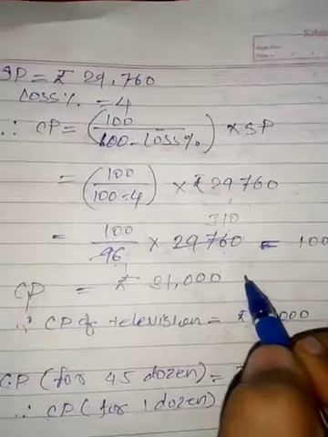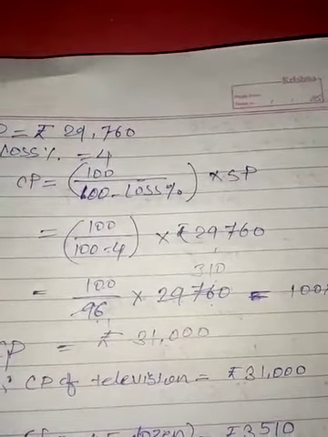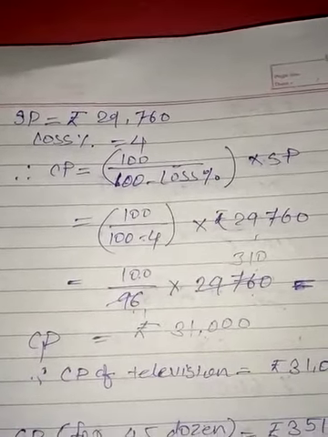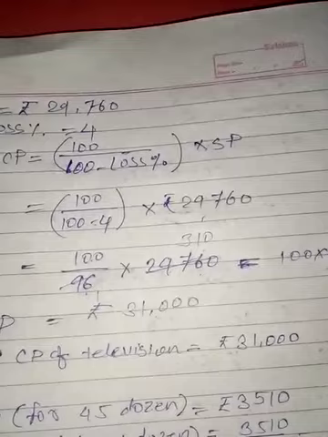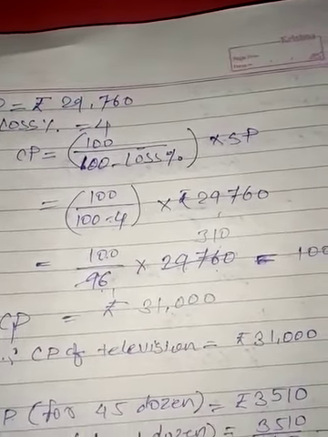31,000. So therefore the cost price of the television is 31,000, and he sold it for 29,760 at a loss of 4%.